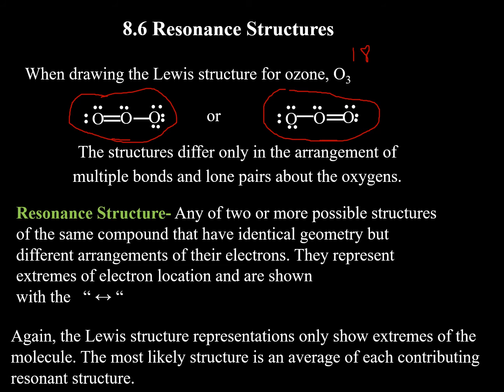So to designate a resonance, we use this double arrow. In this case, we would have a double arrow to show the back and forth between the 2 structures.